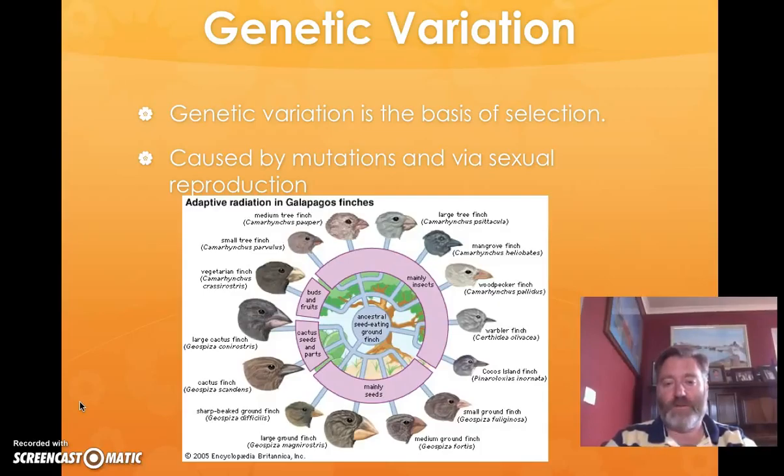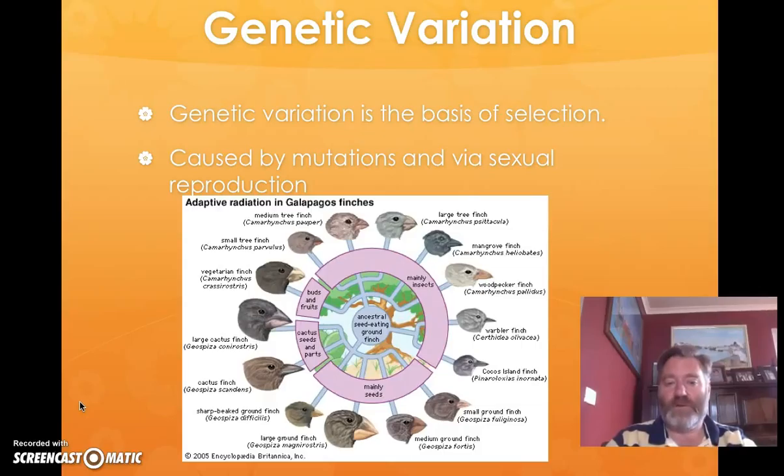This little diagram here is of the species of finch found in the Galapagos Islands. And this is one of the first things that Darwin saw that really got him thinking about what happens here. We now know that all these 16 species arose from one common ancestor that was blown from the South American mainland to these islands, these volcanic islands off the coast of South America.